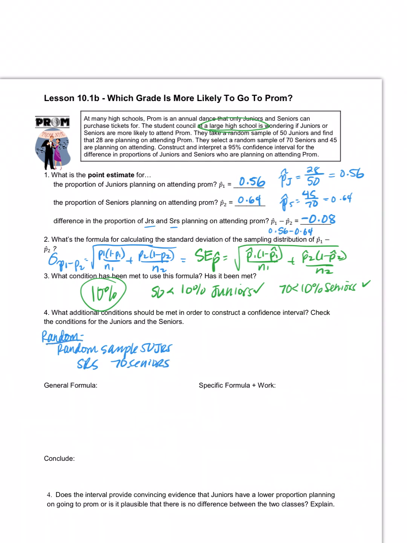All right, so we did 10% up here, we did random, and now we have to check large counts for normality, right? Because it's proportions. So is it tedious? Yes, it is, but it's not impossible. So 50 times 0.56 gives me 28. That's greater than 10. 50 times 0.44 gives me 22. That's greater than 10.